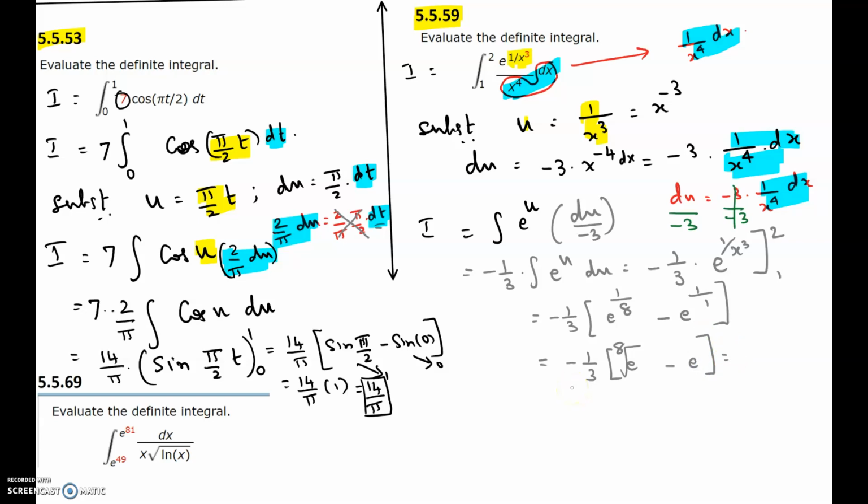We can also adjust this by taking the negative sign inside. If we want to avoid the negative sign in front, we can write this as 1/3, and switch these two terms, so it is e minus 8th root of e inside the parentheses.